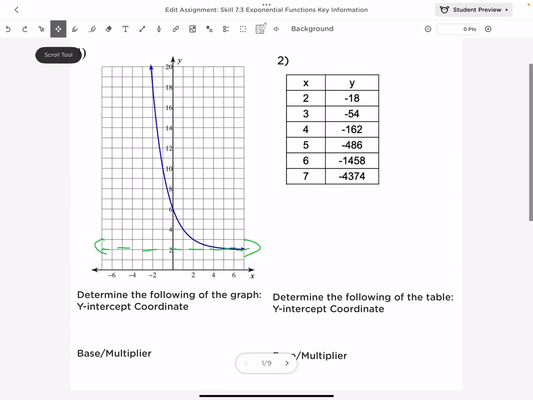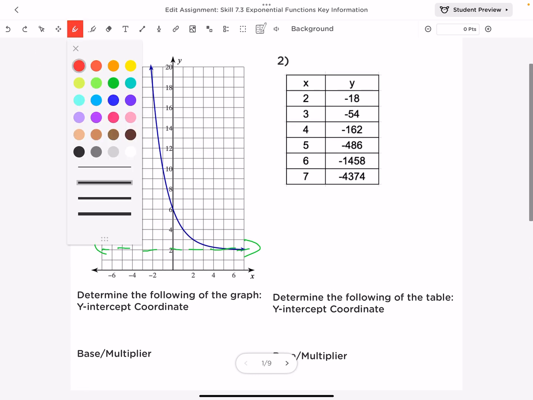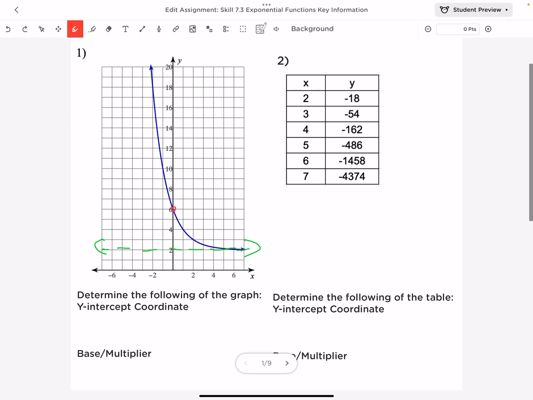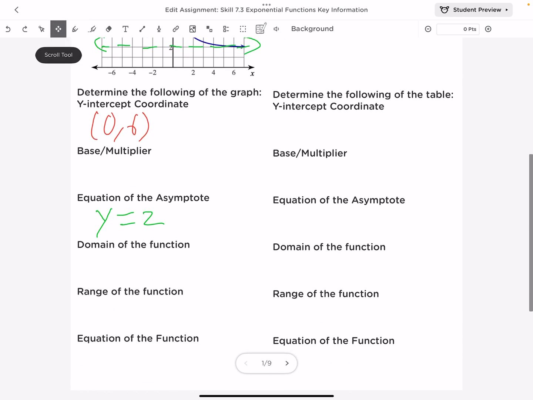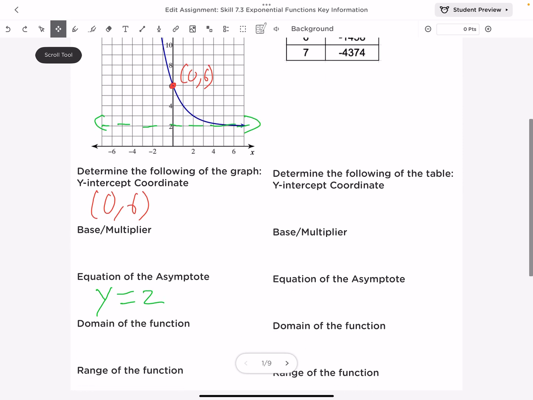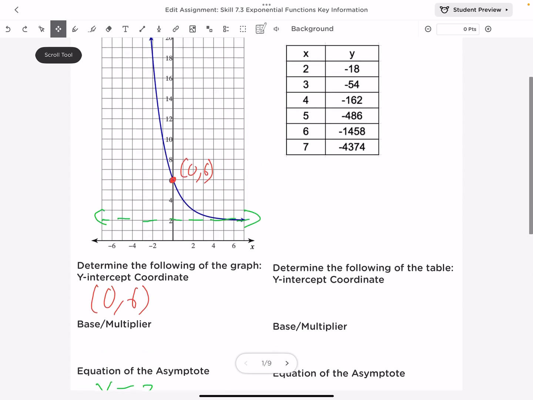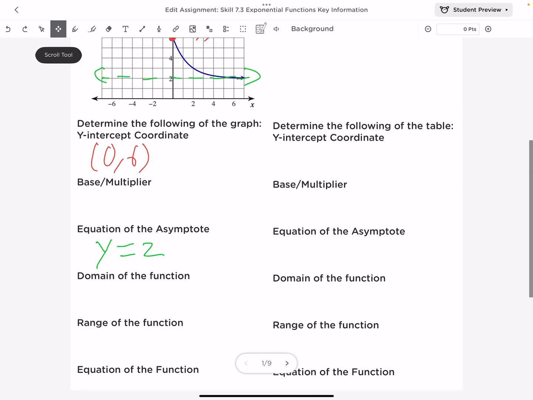Now, the y-intercept coordinate, I'll do this in red, is at (0, 6). That's my y-intercept, so I can just write (0, 6) like that. The domain of the function, I'll come back to the base multiplier. That actually might be the trickiest part. The domain is always all real numbers.